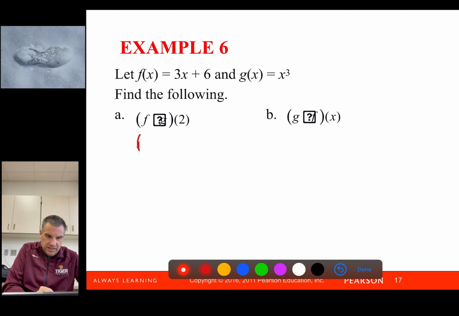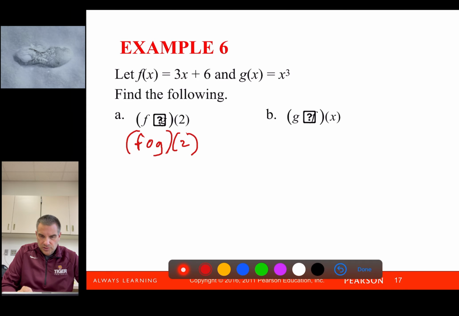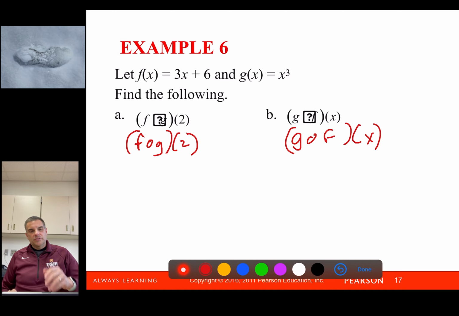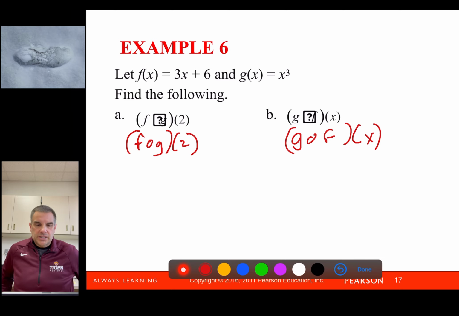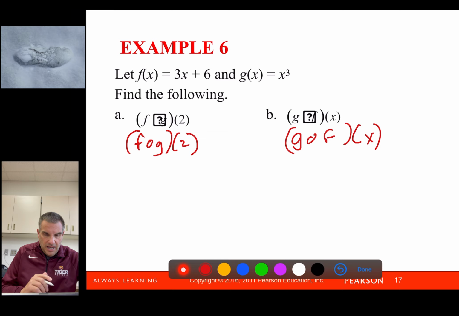So we're going to find f of g of 2, and we're going to find g of f of x. So here are our two functions. f of x is equal to 3x plus 6. g of x is equal to x cubed. So I have to find f of g of 2.